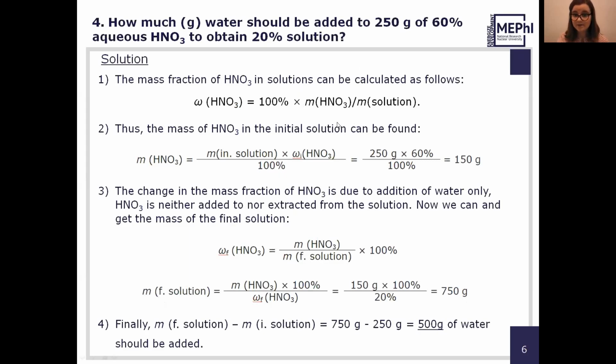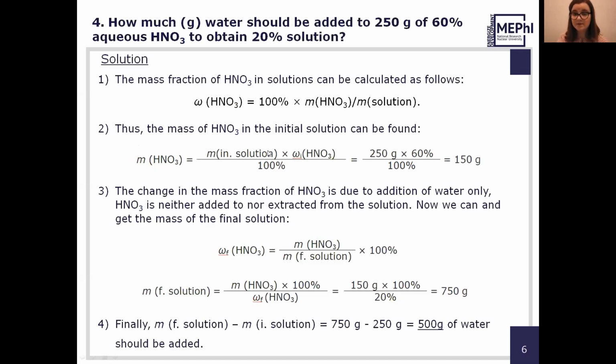Okay, the mass fraction of any substance, any solution, can be calculated as follows. We divide the mass of this substance by the total mass of the solution, and then we multiply the number we get by 100%. So this will be applicable to any mass fraction that we calculate.